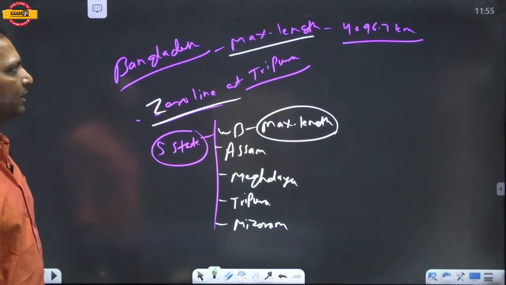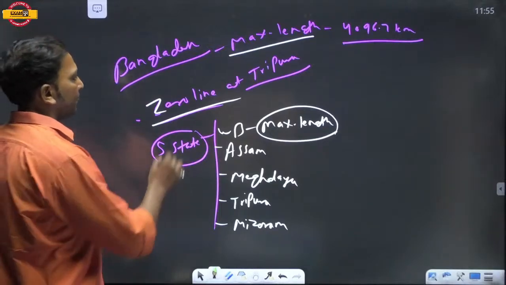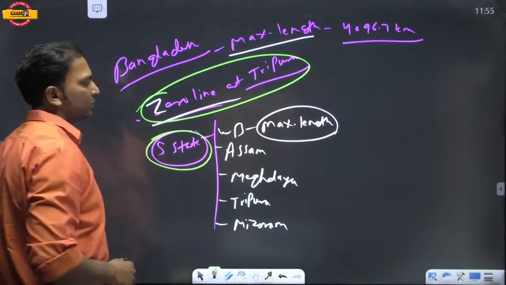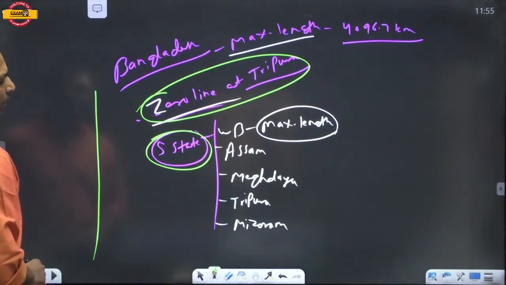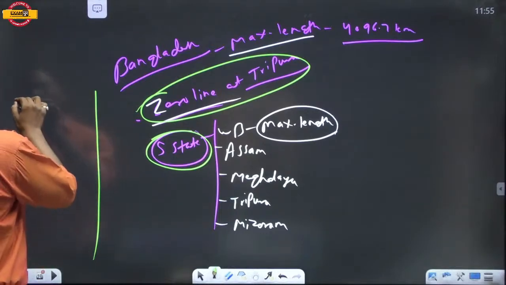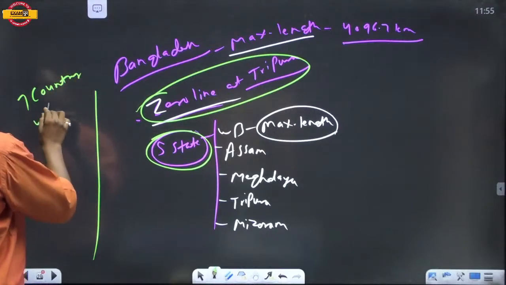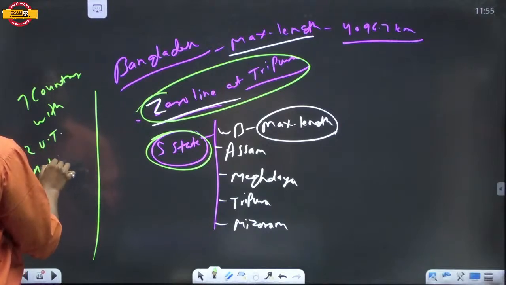Bangladesh has the maximum length of 4096.7 km, and the border is called the zero line with Tripura. It has a border with 5 states of India. If the question asks how many states or union territories share a border with the 7 countries, it is 2 union territories and 16 states.